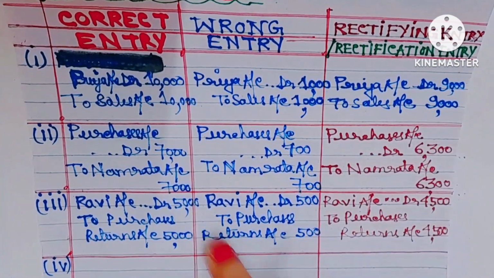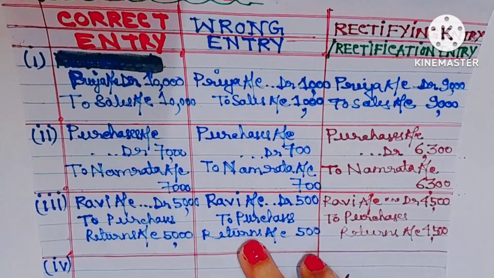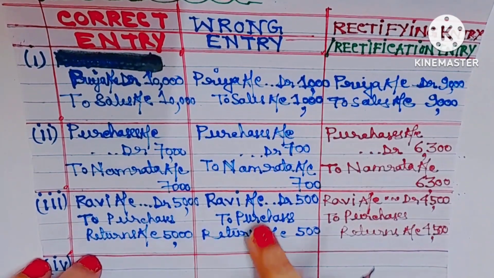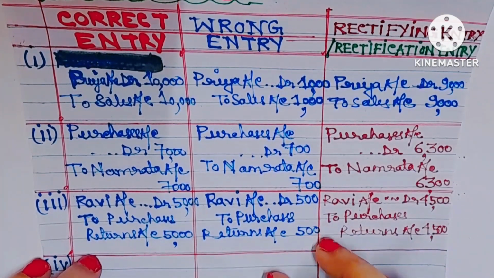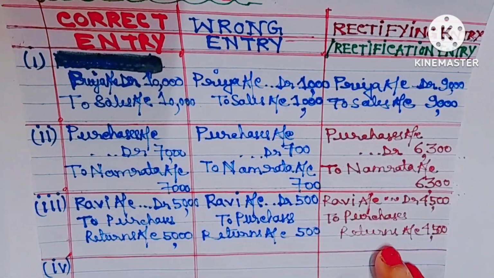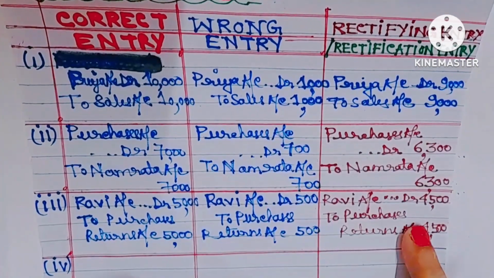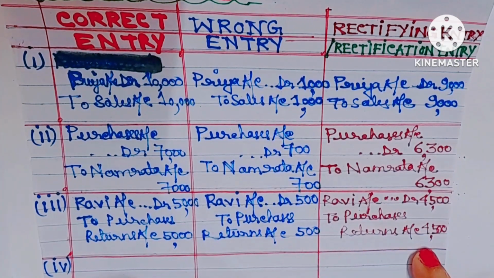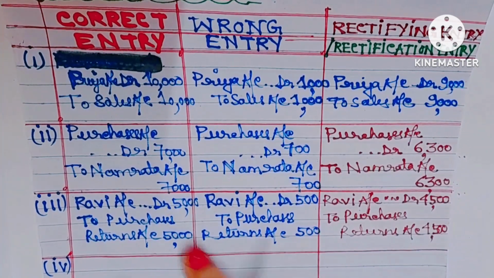Okay. Similarly, to purchase returns account, they have recorded rupees 500. So the journal entry is right. See, to purchase returns account rupees 5,000 in the correct entry. To purchase returns account rupees 500 in the wrong entry. Only the amount has been recorded wrongly. But the journal entry is same. To increase the amount, you don't have to reverse the entry. So write the same entry on the same side. To purchases returns account only with the differential amount. What is the differential amount? That is কত কম লিখেছে, 500 লিখেছে, তার মানে কত কম লিখেছে, 5,000 minus 500.